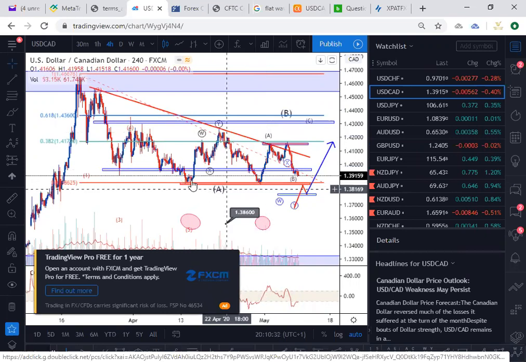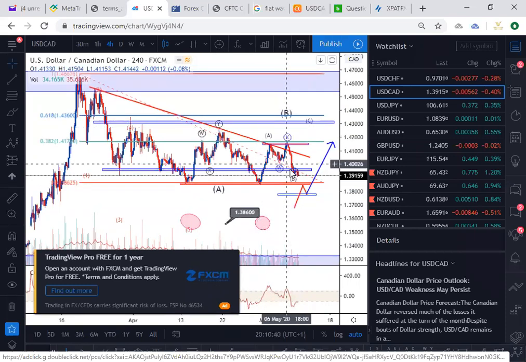All right. So this was actually an XYZ to the upside, or WXY to the upside, and we had this to be our X point. So this is now our A point, and I expect my B point to terminate inside of this area.